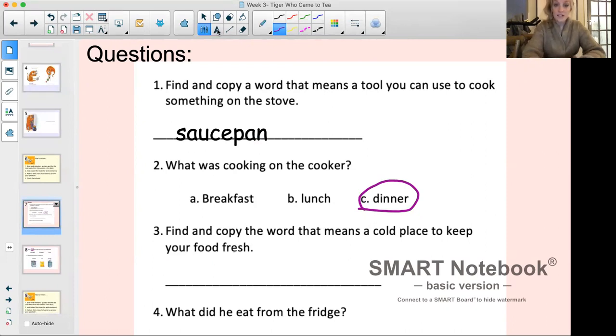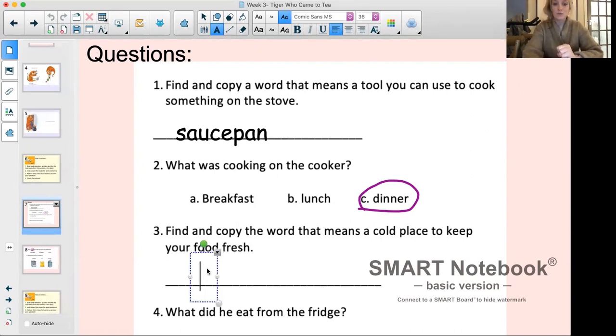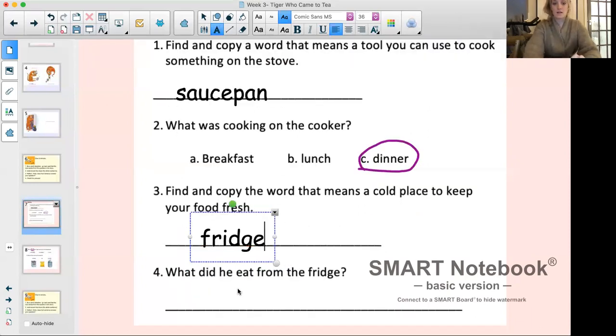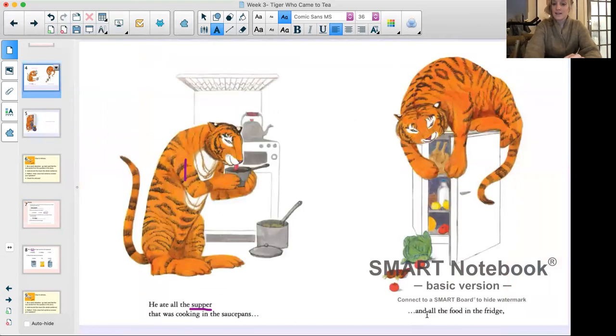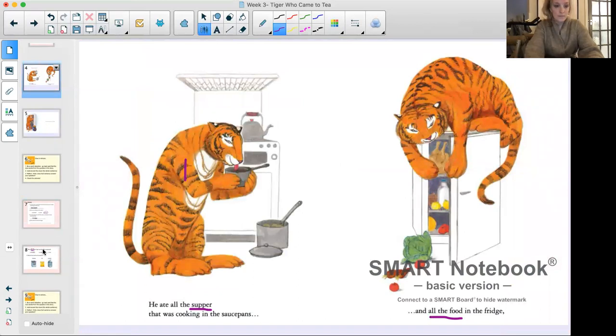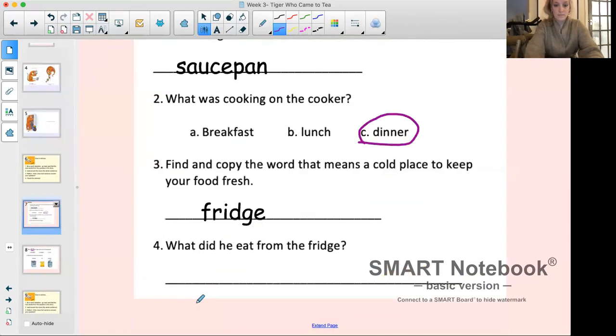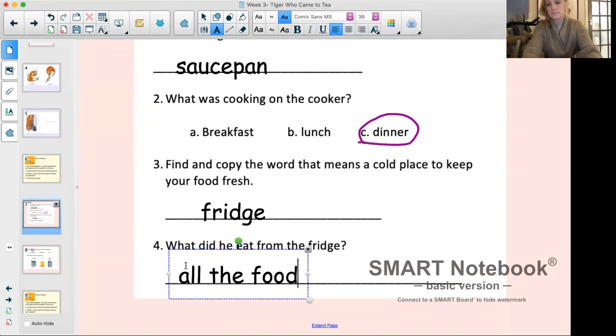Number 3, find and copy. So again, going back to the text, finding it, and we want to make sure it's spelt right if we're copying from the text. So find and copy the word that means a cold place to keep your food fresh. That was the fridge. Lovely. And number 4, what did he eat from the fridge? Let's look back. And all the food in the fridge. So he ate all the food. So what did he eat from the fridge? All the food.